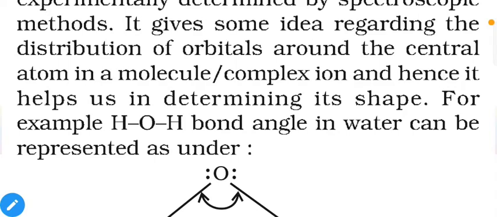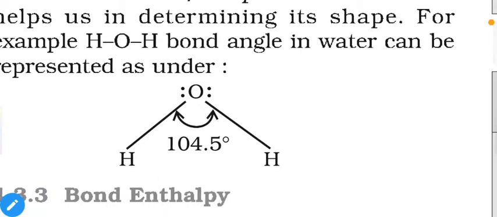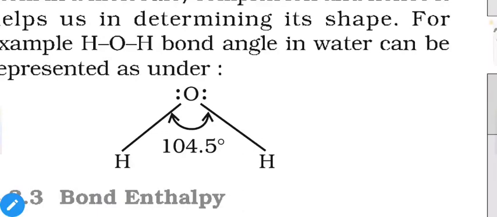For example, the HOH bond angle in water can be represented as under. The experimentally obtained value of the angle between the HOH is 104.5 degrees. So we can predict the shape of the molecule.